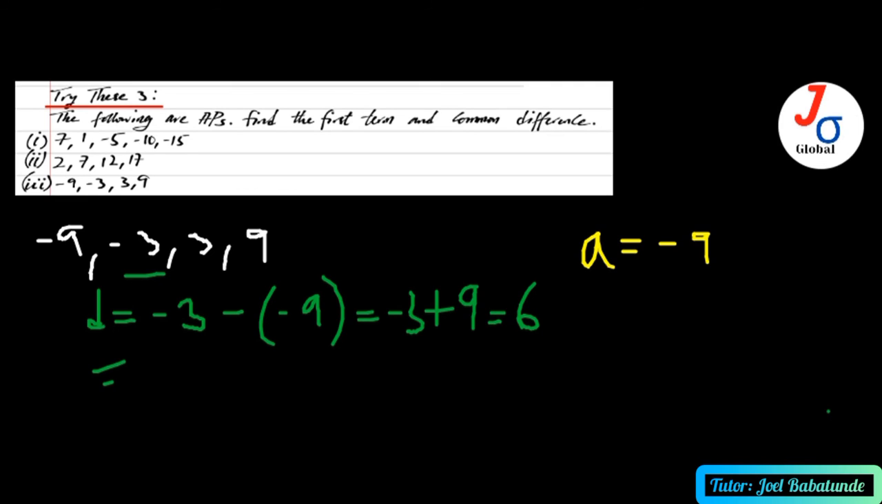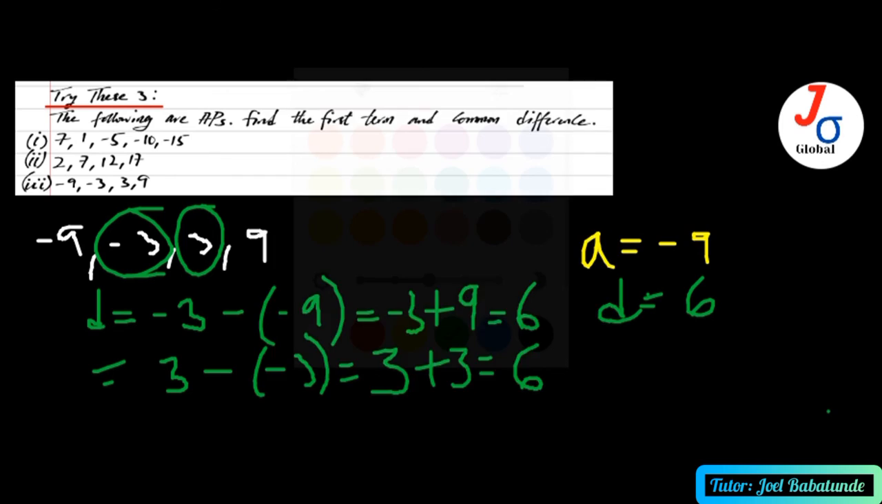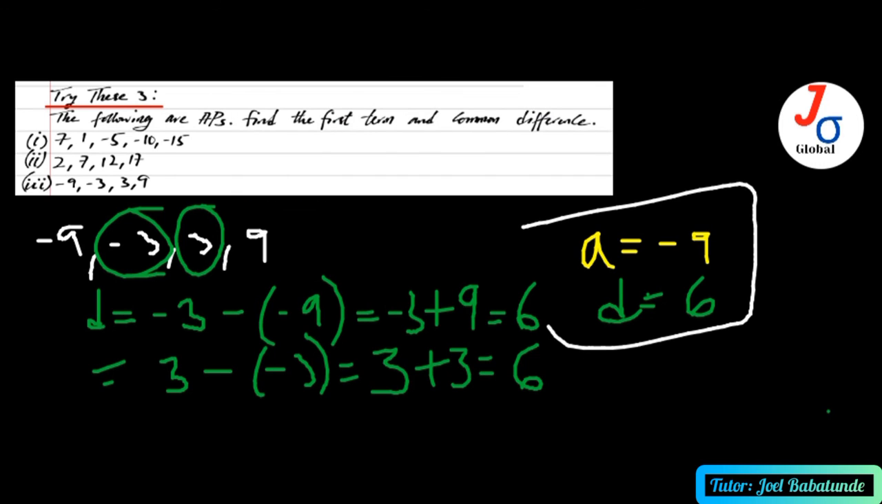So let's check another one. We could also say this 3 minus this minus 3. That gives us 3 minus times minus, and what we get is plus 3. And 3 plus 3 is 6. So the common difference is still 6. So this is our answer.